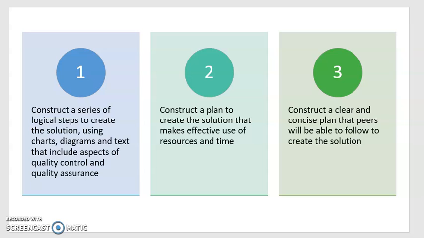So first point is construct a series of logical steps to create the solution using charts, diagrams, text that include aspects of quality control and quality assurance. So you have to use these charts and diagrams to show the logical steps of the solution, the product you are going to make, and how you are going to make it. Also you need to make sure it shows that for the product you are taking care of quality control and quality assurance. Generally this is mainly talking about the testing phase, whether you are testing your project properly or not.